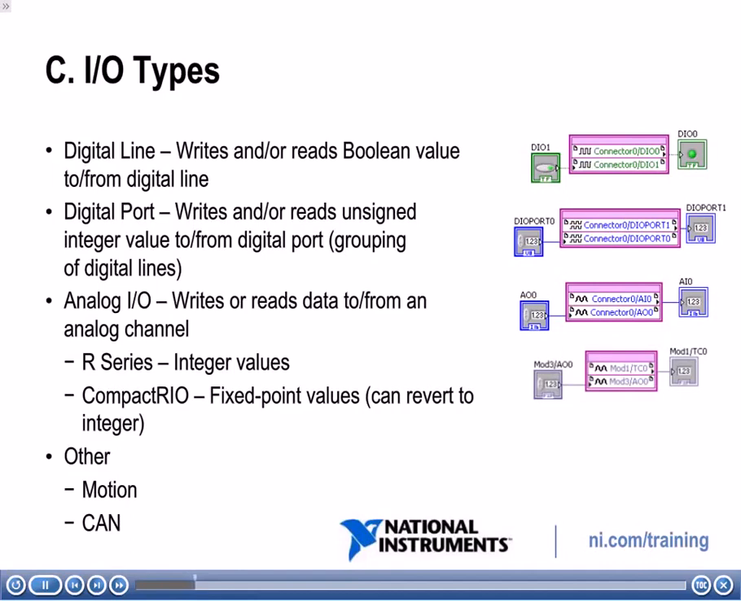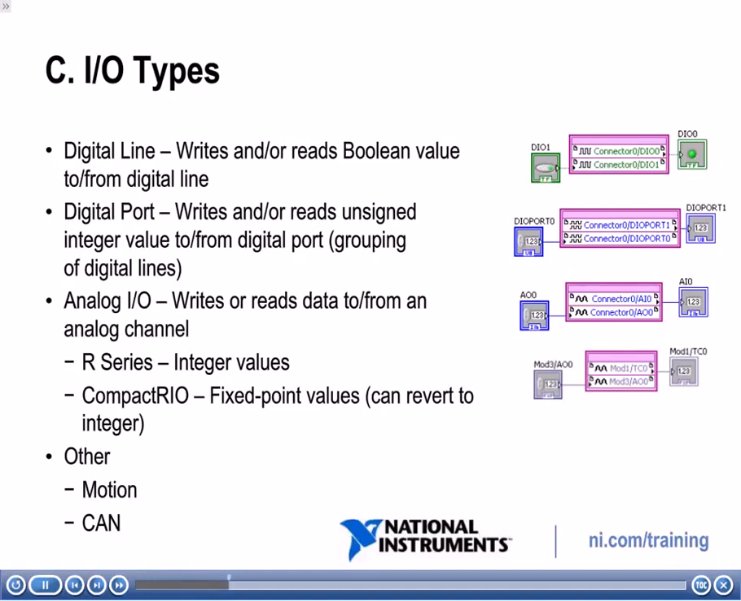We also have a digital port. A digital port is a collection of digital lines. So if we take a look at that screenshot there, we have a DIO port control, which is an 8-bit unsigned number going into the DIO port 0 there on the I/O node. That 8-bit unsigned integer is actually representing 8 separate digital lines.